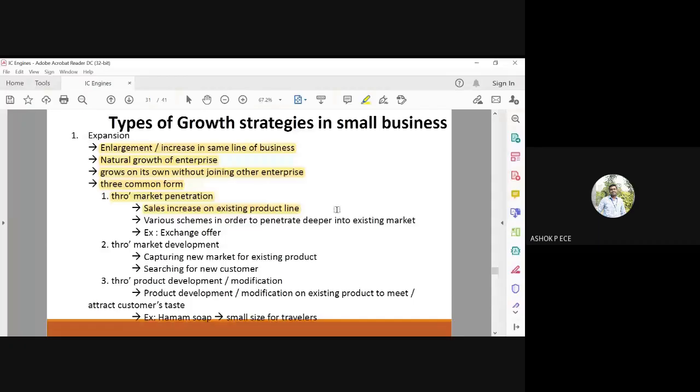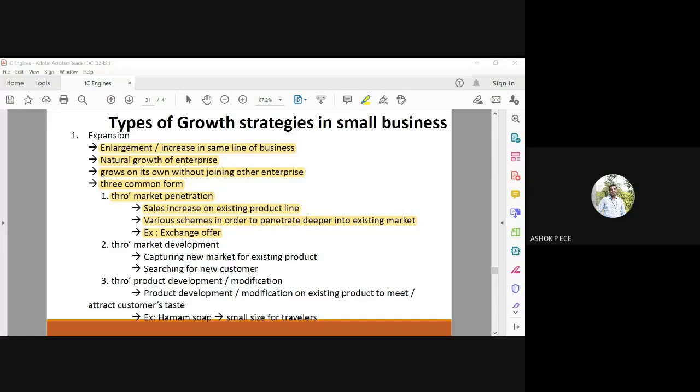I'm going to introduce various schemes to ensure that I have a larger market base, or I'm going to penetrate deeper into the existing market. For example, exchange offer. Anybody has any queries? Through an exchange offer, you can sell your goods in a faster way, or you can sell more goods. This is market penetration.